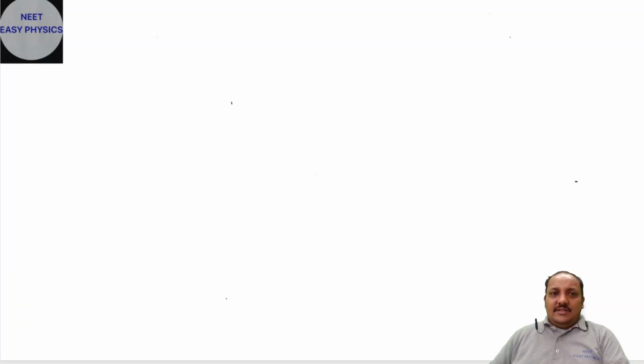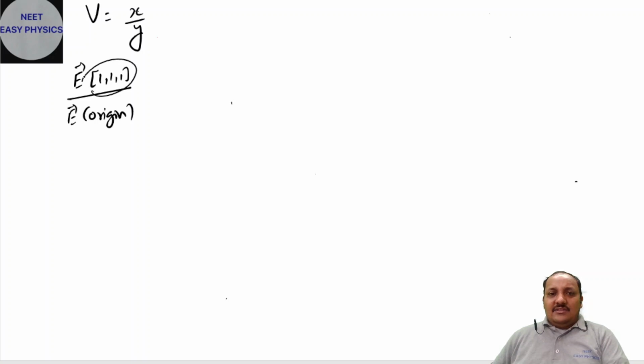We were discussing the potential gradient problem. Let us assume the potential is given as x by y. In the previous class, we discussed the product and some additions. Now we will see division. Potential is equal to x by y, and find the electric field intensity at (1, 1, 1), or at the origin, they will ask. If they are asking at the origin, what is this value? (0, 0, 0).